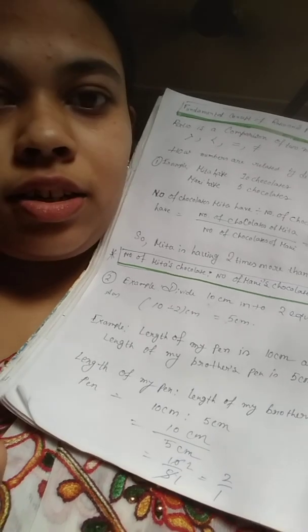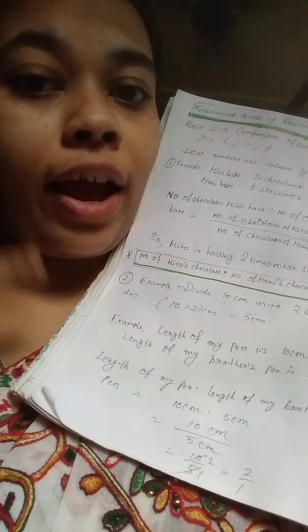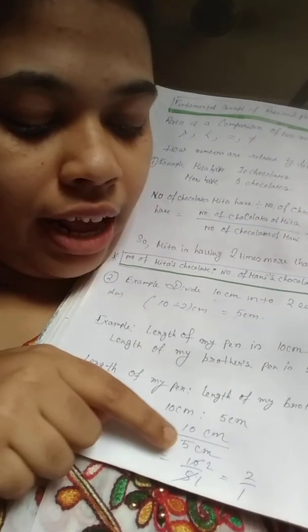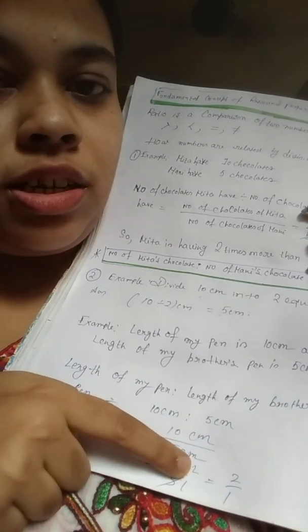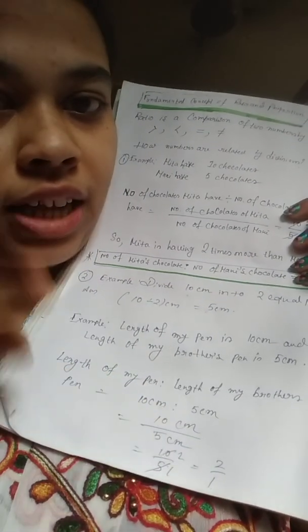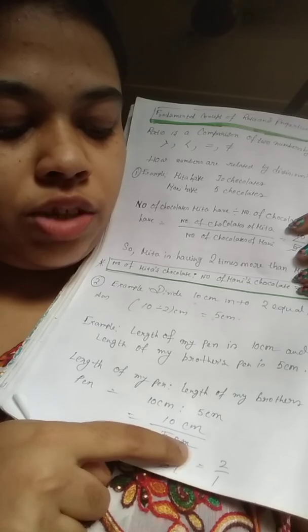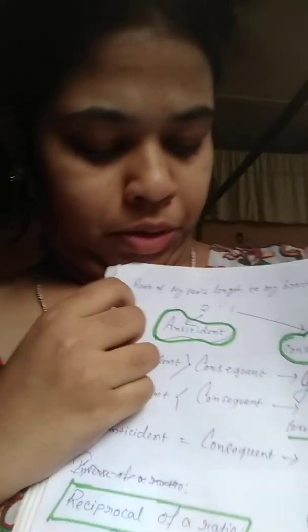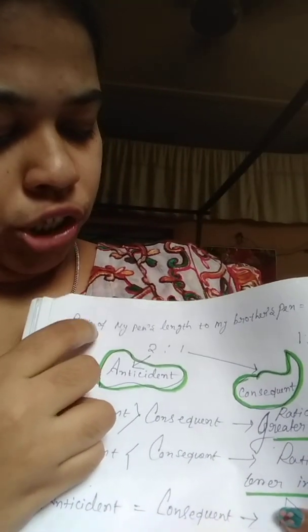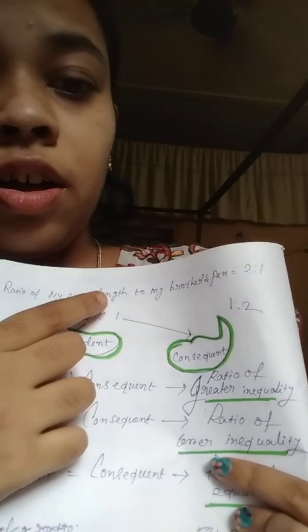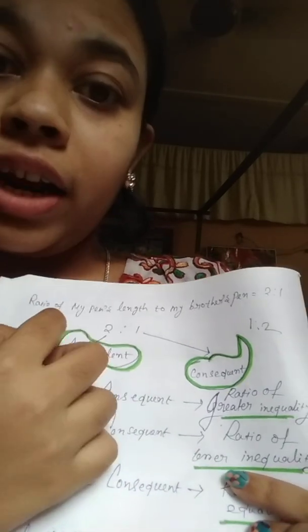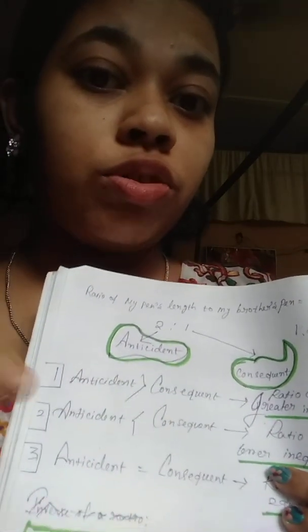Another thing, we can represent ratio in fraction form also. So we write it like this: 10 centimeter by 5 centimeter. The same units will cut out and we only get 10 by 5. So 5 ones are 5, 5 twos are 10, giving 2 by 1. When we write it in ratio form, we write: ratio of my pen's length to my brother's pen's length, 2 to 1.